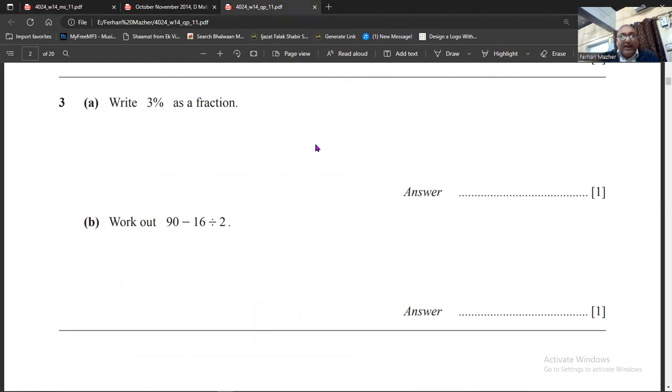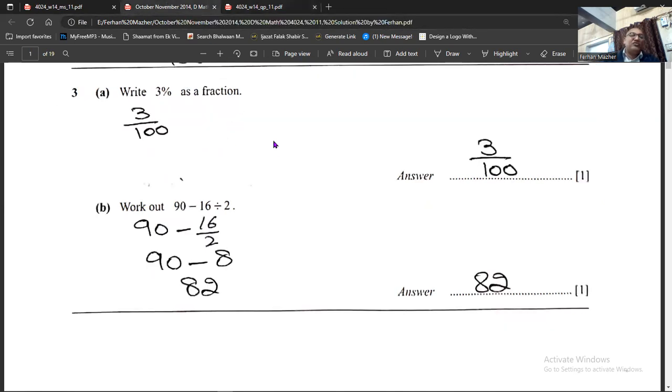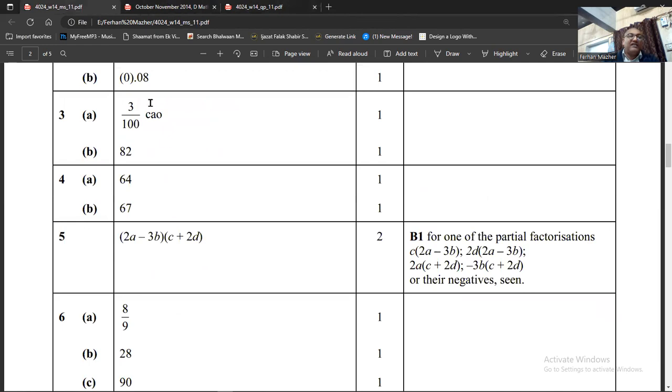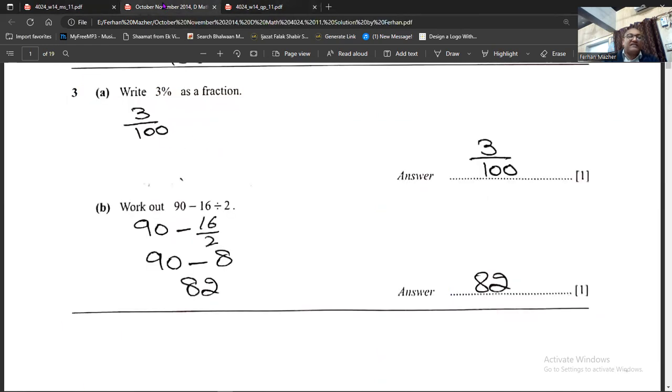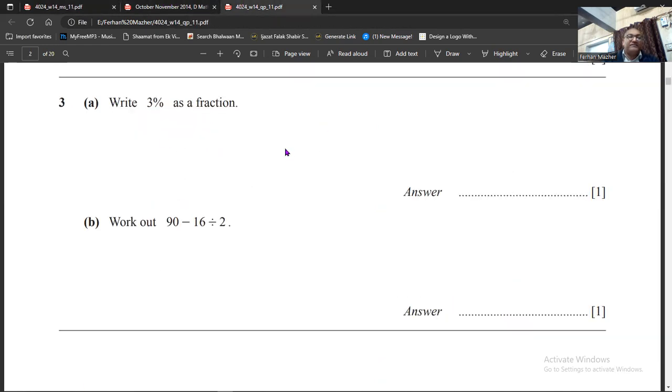Question number 3, B part, he says 90 minus 16 divided 2. So first of all, according to the board mass, I will do the division. So 90 minus 16 by 2. So it will be 90 minus 8, and 90 minus 8 is 82. 82 is the answer. 82 is the right answer, sir. This is the solution.